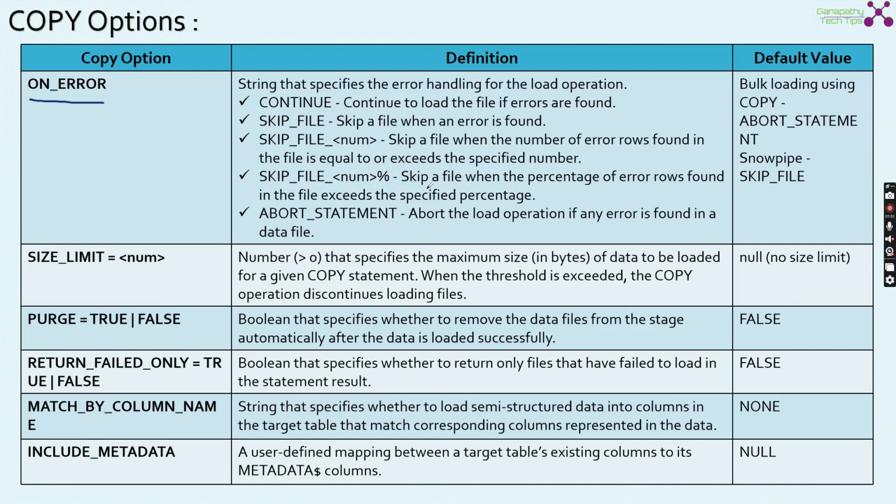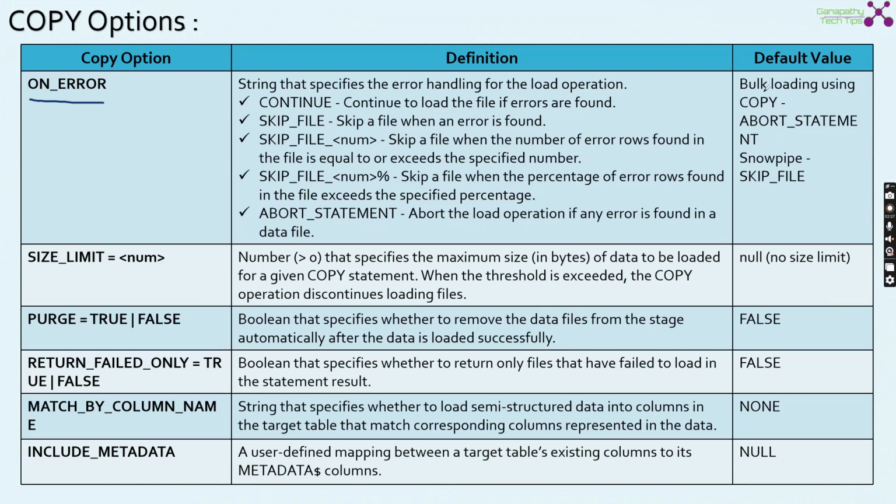Again, SKIP_FILE_num%. This is more or less similar to the number. Here it is based on the percentage of error rows found in the file exceeding the specified percentage. Say you are giving 10% or 5%. If you are loading 100 rows using that specific COPY INTO and you specify 5%, if you get 5 or more errors, the file will get skipped. Finally, ABORT_STATEMENT, which is very evident: it will abort the entire load operation if any error is found in the data file. So these are all very interesting to use based on your use cases.